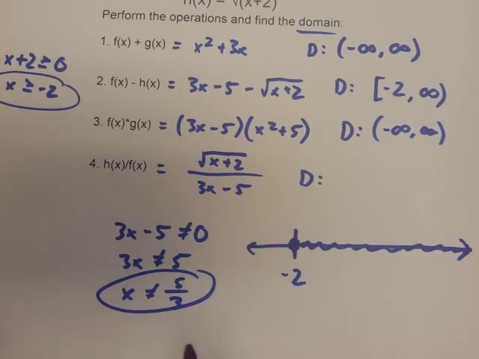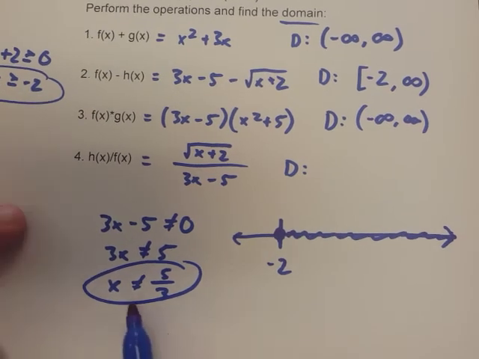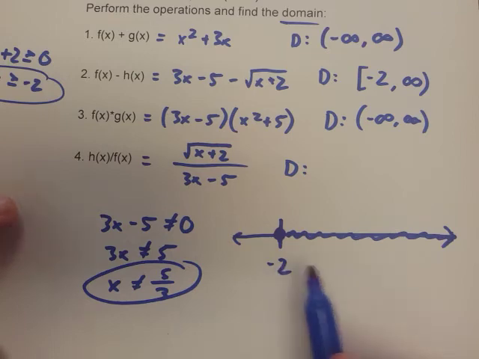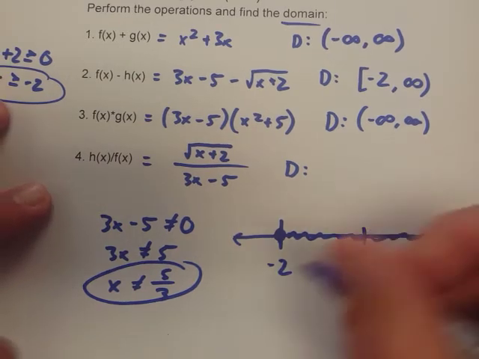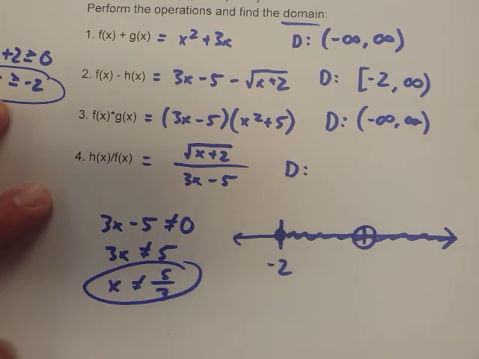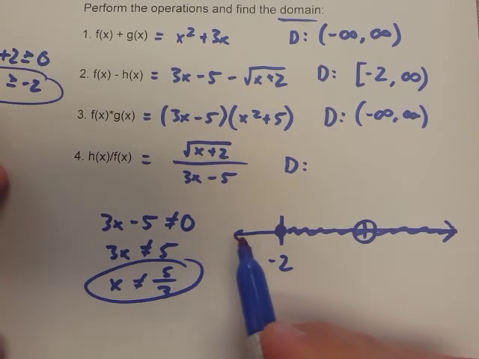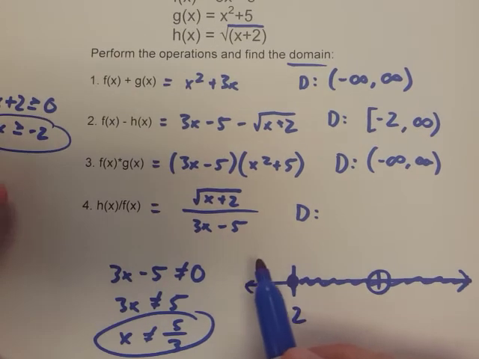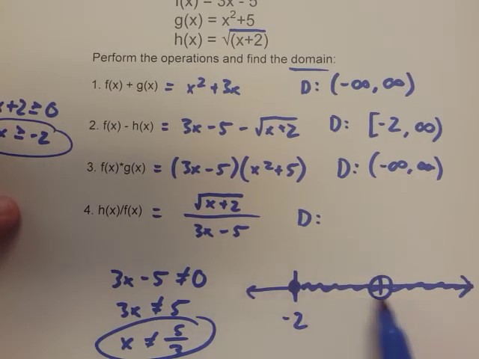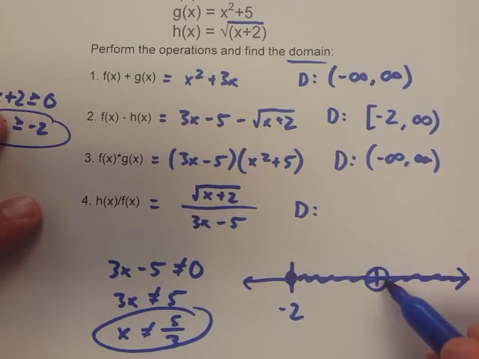And now we just have to look at this other restriction. Now this other restriction is that x cannot equal 5/3. 5/3 is greater than -2, so we'll just place it over here. It can't be that, so we're just going to shoot a hole in that line. Now if it were over on this side, then we would just ignore it because it wouldn't matter anyway. It wouldn't be a part of the domain anyway. Here, however, it does matter.